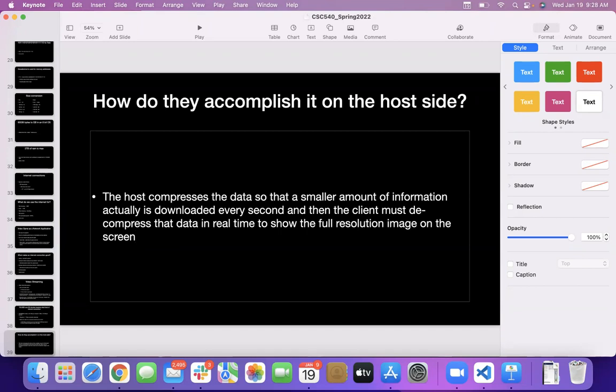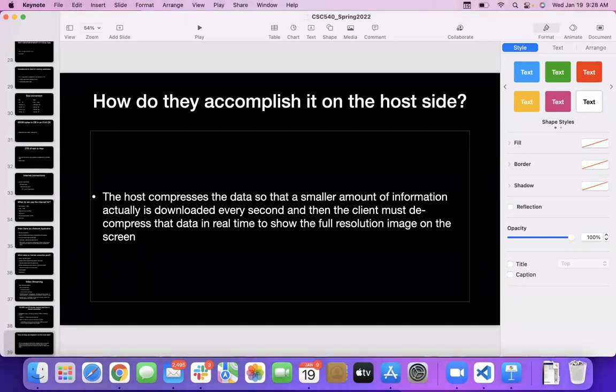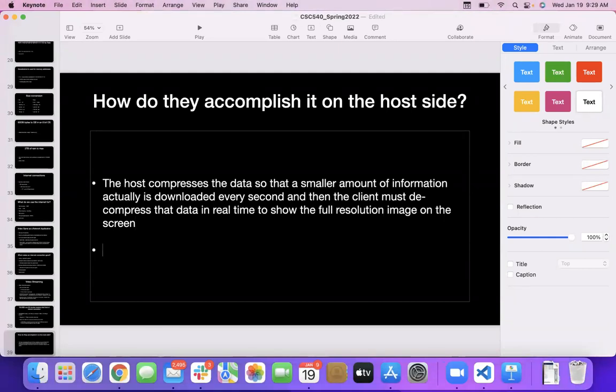All right, now when we chop that up and send it in 1/24 of a second chunks, that video does take up less total data that needs to be transmitted. But then we're relying on the computation power of the client, the CPU, the computer on the client, to take that compressed data and decompress it so that it can be shown on the screen in its full resolution. All right, so the host compresses the data.